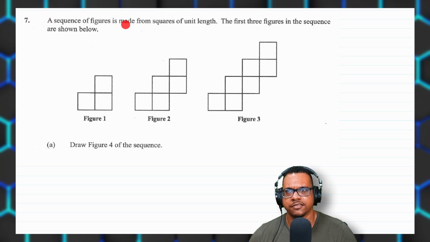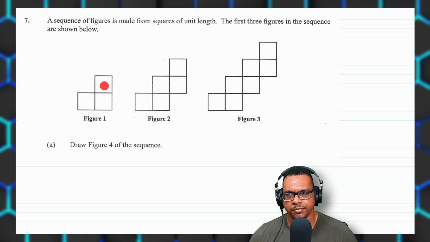So moving on to question 7, which is your sequence question. We have a sequence of figures made from squares of unit length. The first 3 figures in the sequence are shown below. So we have squares here. We've seen a pattern, figure 1, figure 2, figure 3. So you have to observe this pattern and see what's going on.